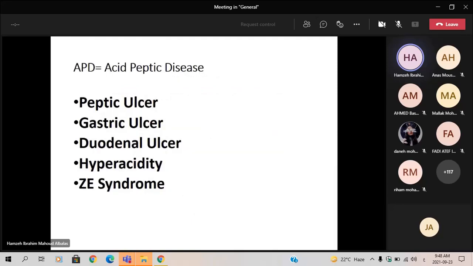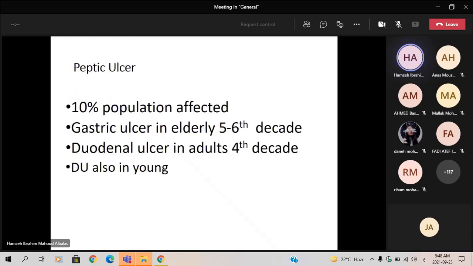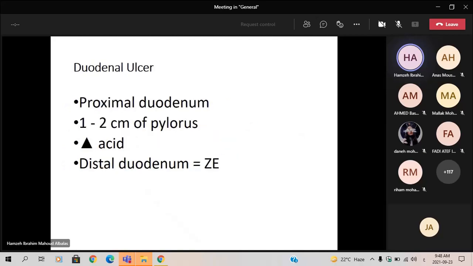Acid peptic disease is classified as peptic ulcer, gastric ulcer, duodenal ulcer, hyperacidity, and Zollinger-Ellison syndrome. It may be due to acute ulcer or stress ulcer, like Curling or Cushing ulcer. The incidence is 10% of the population. Gastric ulcer occurs in the elderly, 50 to 60 years. Duodenal ulcer occurs in the 4th decade and also in young age. Duodenal ulcer is proximal in the duodenum, most likely within 1 to 2 centimeters of the pylorus, due to increased acidity, and distal duodenal ulcer is most likely due to Zollinger-Ellison syndrome.